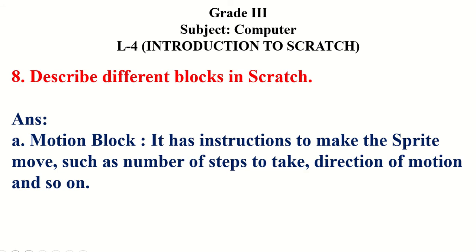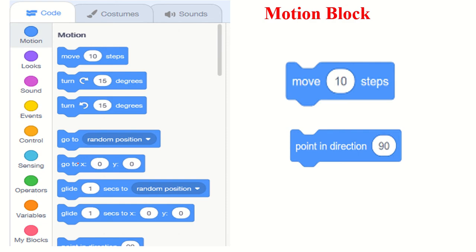Question number 8. Describe different blocks in Scratch. First block is the motion block. It has instructions to make the sprite move, such as the number of steps to take, direction of motion, and so on. I told you that inside the motion block we have those instructions that are related to motion. Those instructions related to movement are known as motion block instructions.